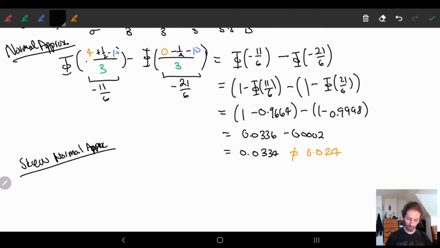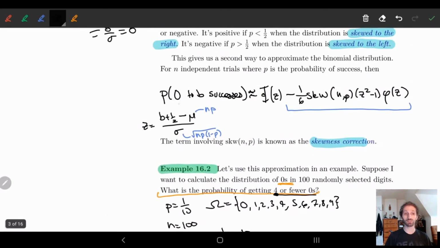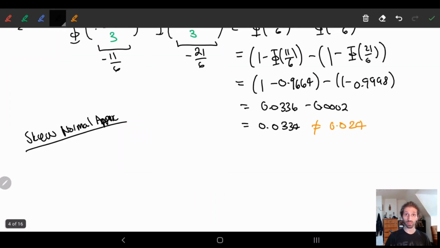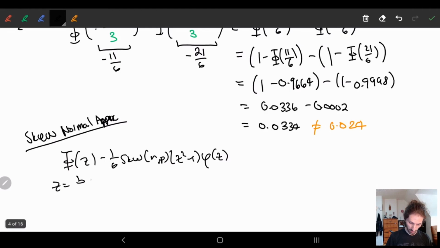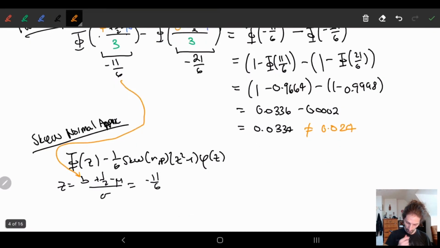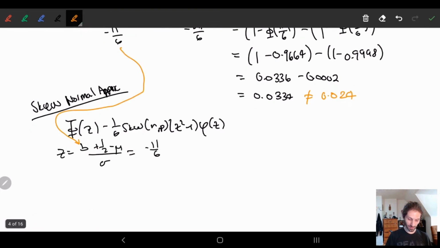So here we do the same thing. Remember here we had that the approximation is already given to 0 to b successes, so we can go straight to b. So what we end up having is the following formula: phi of z minus skew over 6 times (z squared minus 1) phi of z. Right, so what's our z here? Z is, remember, b plus 1/2 minus mu over sigma. So this we calculated above, right? So we already know that this is equal to minus 11/6.